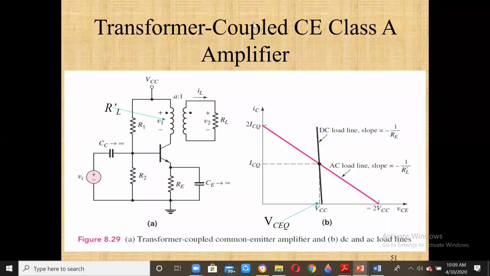So a transformer coupled common emitter class A amplifier looks like this. At the collector, we have the transformer with the proper turns ratio, which is known as A:1. That means it is a step down transformer, with a primary to secondary turns ratio equal to A:1. Then the rest of the thing is a biasing circuit, R1, R2, and RE with a CE across it.